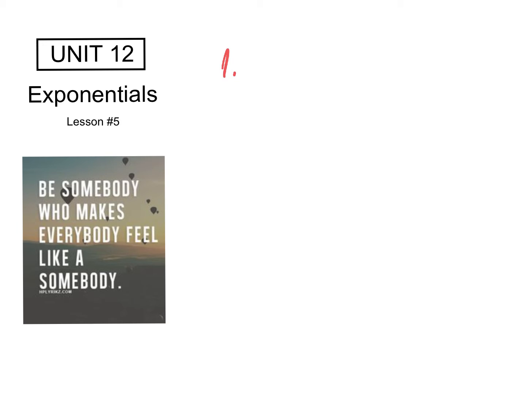Number one, at the very beginning, you guys had trouble with these. I'm hoping you've gotten over it. 5 to the 0, 5 to the -1. Everybody can do 5 to the second, but can you do these two weird exponents?